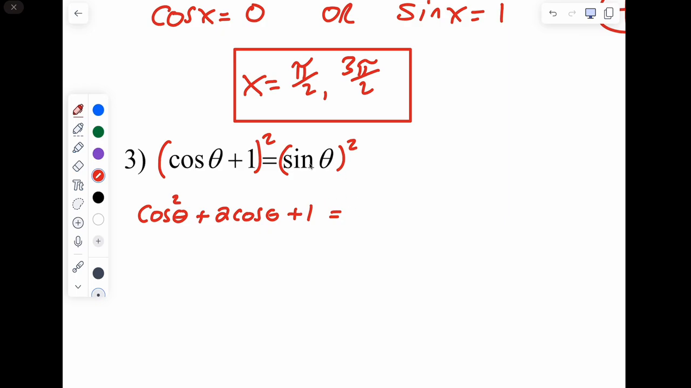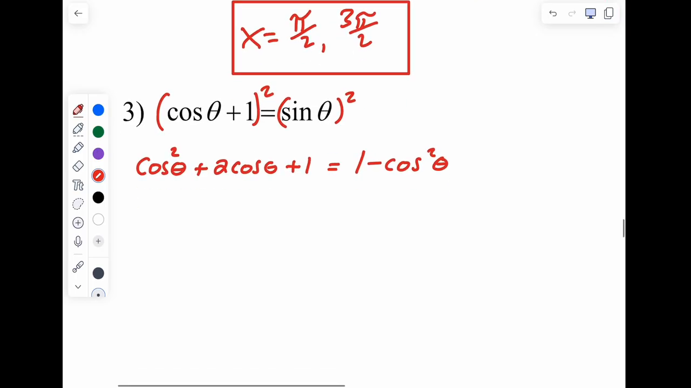My whole reason for writing this is to do a substitution. That's using a Pythagorean identity. Sine squared, which is what this is, is 1 minus cosine squared. Now I have all cosines in the problem. Okay, now I can get someplace.